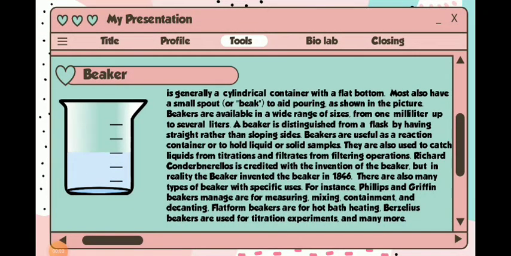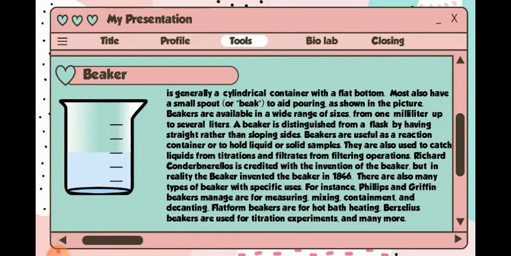For the first tool, we have the beaker. It is generally a cylindrical container with a flat bottom. Most also have a small spout or beak to aid pouring as shown in the picture. Beakers are available in a wide range of sizes from 1 milliliter up to several liters. A beaker is distinguished from a flask by having straight rather than sloping sides.